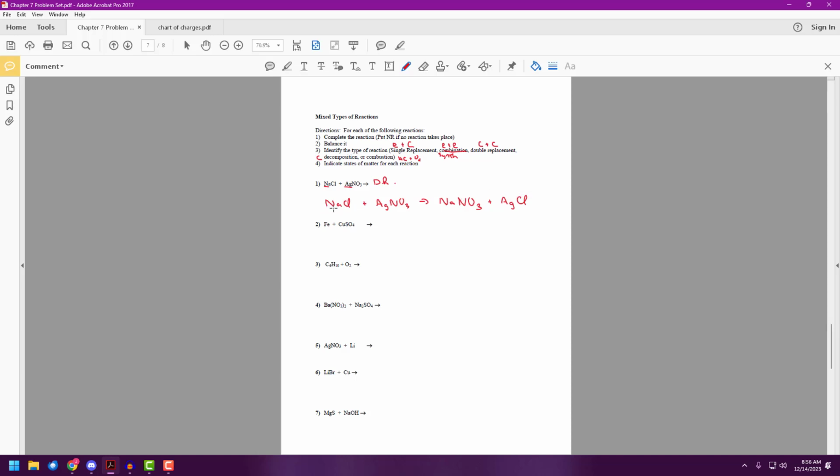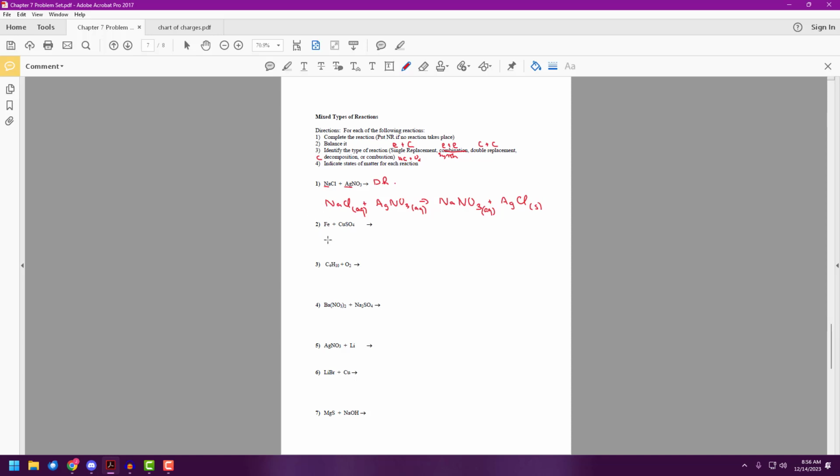We'll check our states of matter. Since this is a replacement reaction, we already have water. Sodium chloride is soluble, so this will be aq. Silver nitrate, also aq. Sodium nitrate, still aq. Silver chloride is a solid. So because we have this solid right here, all four of them are not aq. That means that this reaction happens. So this is the equation. You just have to go through and balance it.